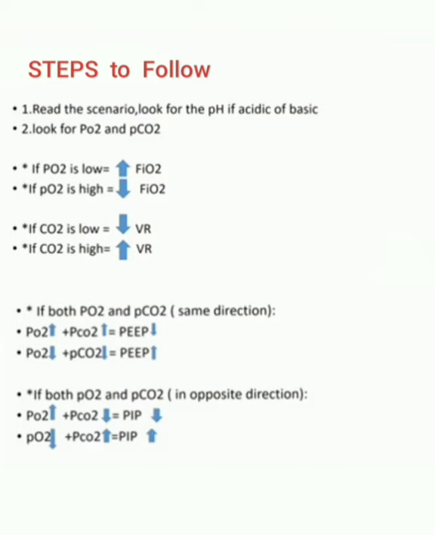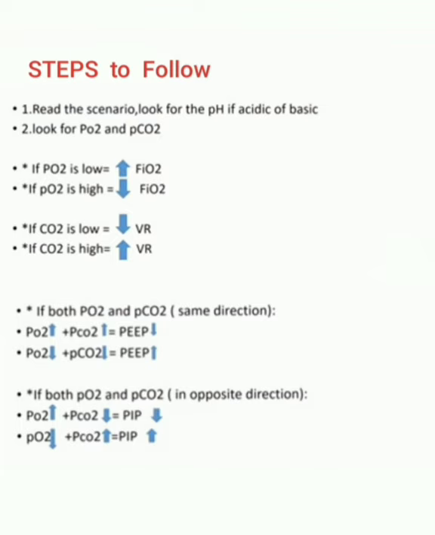Now, if partial pressure of oxygen is low, then we increase the FiO2. If partial pressure of oxygen is high, we decrease FiO2. Remember, if partial pressure of oxygen is low level, then we increase the FiO2, and if partial pressure of oxygen is high level, we decrease the FiO2.